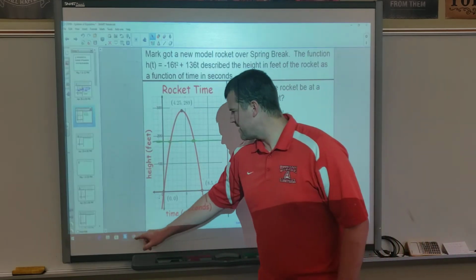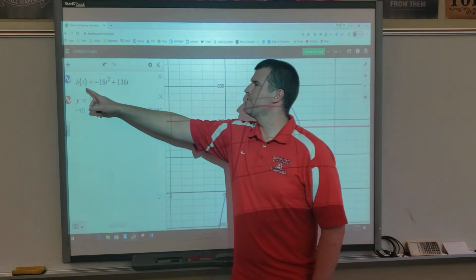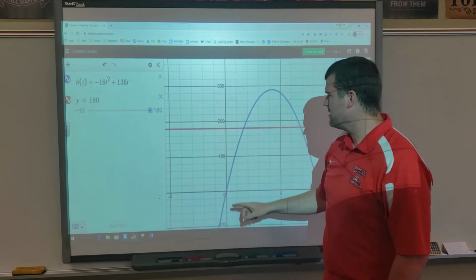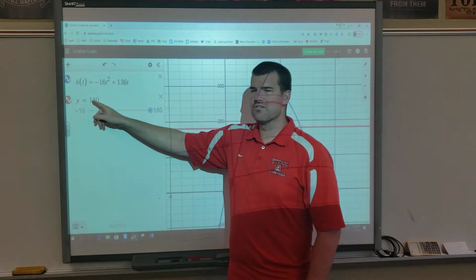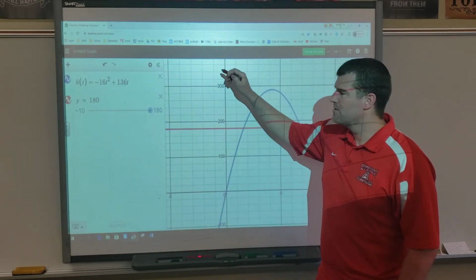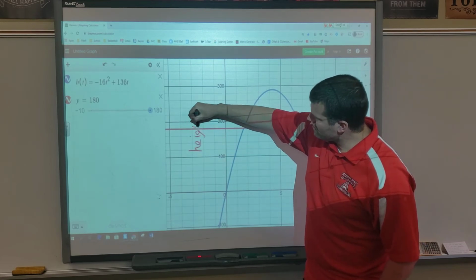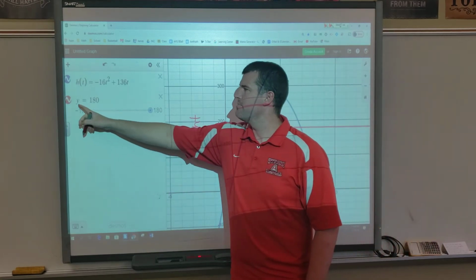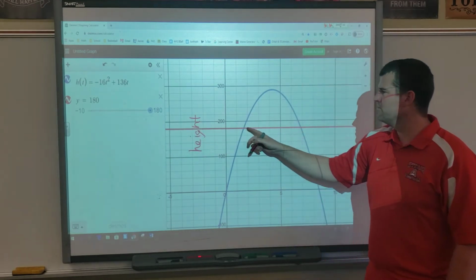So if I go into Desmos, and I type in those two functions, the first one is my parabola. This was the equation that we used to show the model rocket, so that's my blue. And then the second one, I typed in y equals 180. Because what did our y-axis represent? Well, our y-axis was the height. So I want my y value to be 180. So I simply type in y equals 180, and that gives me a horizontal line.